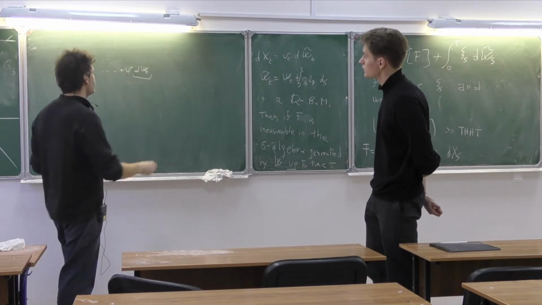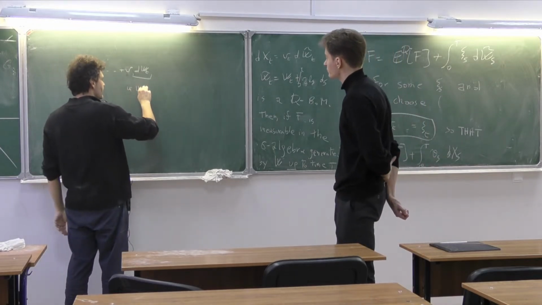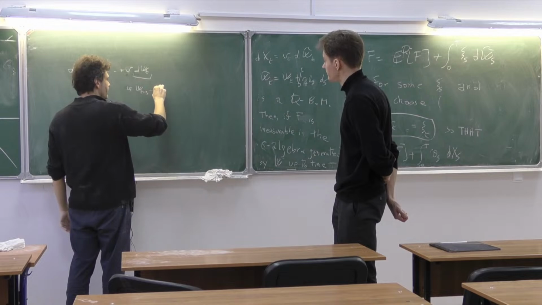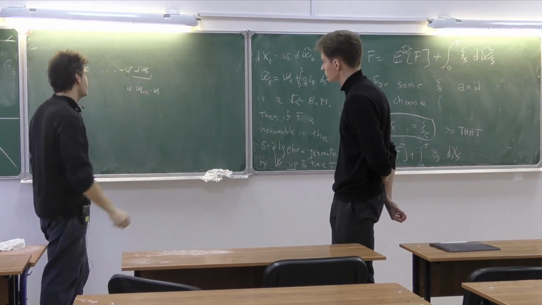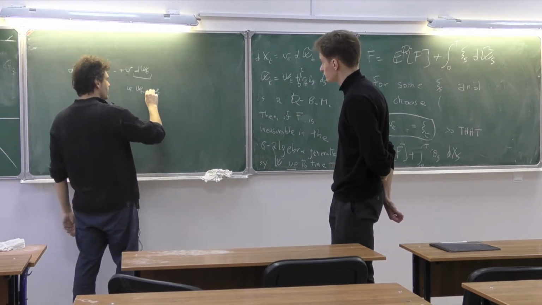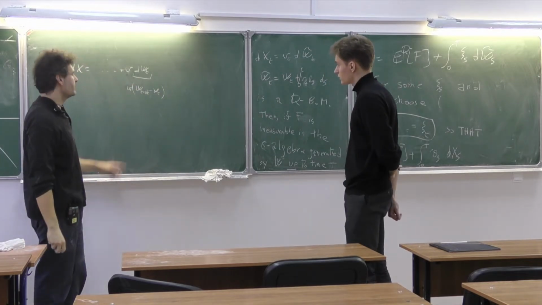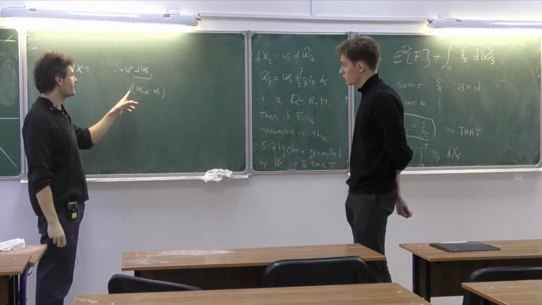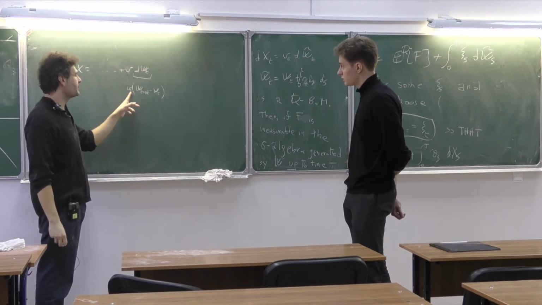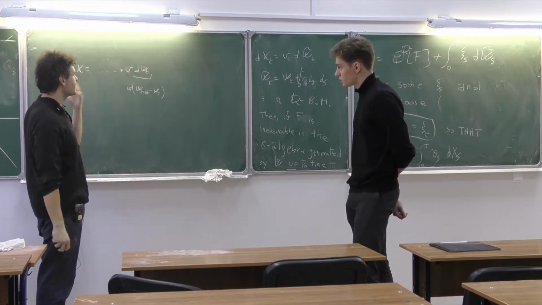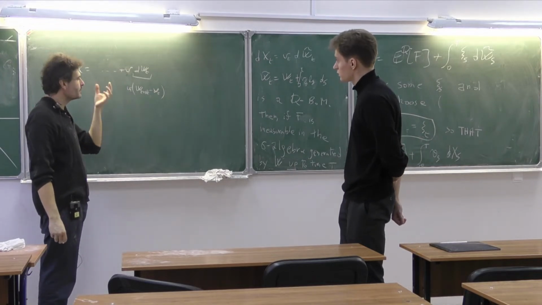It's v at time t times the increment, that's the v plus delta t. Because this is what you see at time t, and if you make a discrete approximation, this is a bit the rough idea.